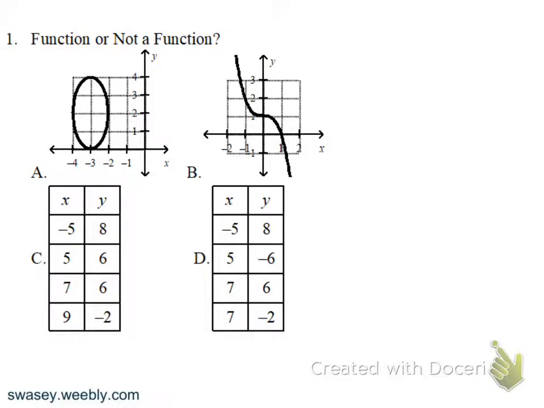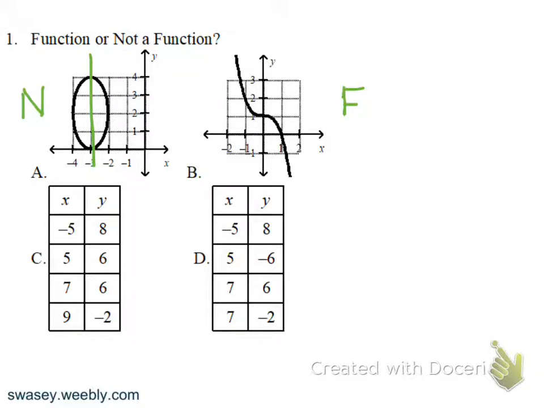Decide if these are functions when you look at the graph. Do a vertical line test. If any single vertical line hits it in more than one place, then it's not a function. B, no matter where we put the vertical line, it hits it in at most one place.